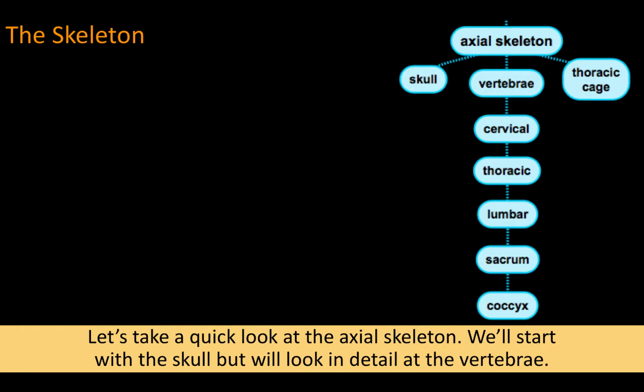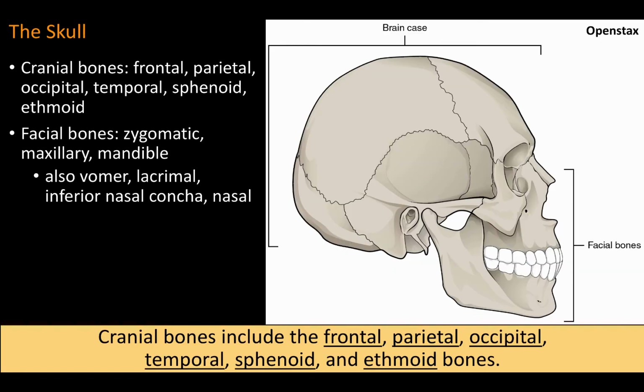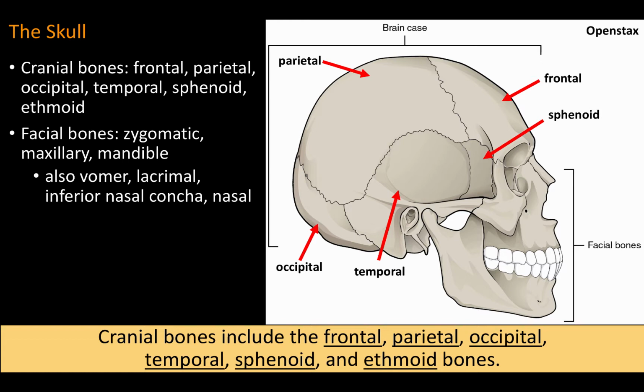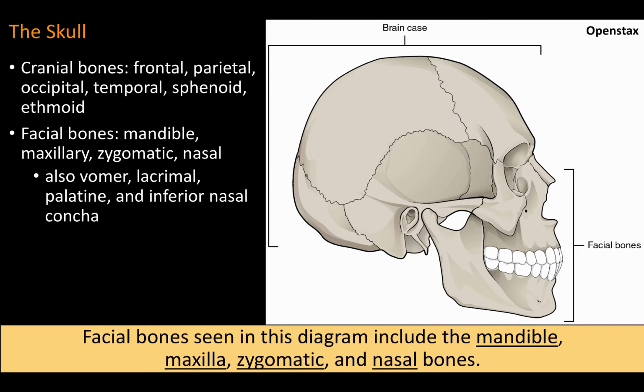Let's take a quick look at the axial skeleton. We'll start with the skull, but we'll look in detail at the vertebrae. Cranial bones include the frontal, parietal, occipital, temporal, sphenoid, and ethmoid bones. Facial bones seen in this diagram include the mandible, maxilla, zygomatic, and nasal bones.